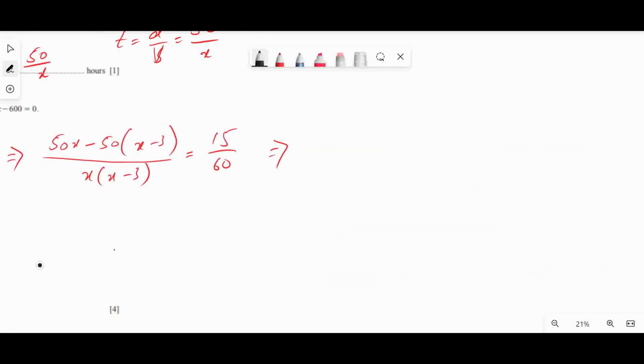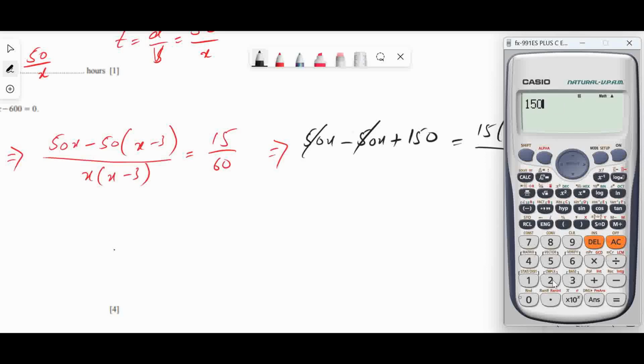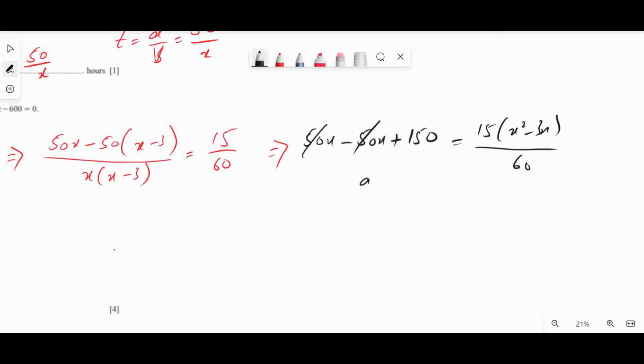So we can see that there is a calculation mistake: 50x minus 50x plus 150 whole is divided into 15 into x square minus 3x whole is divided by 60. So now we can cancel out these two. So this will be 150 multiplied by 60. So this will be equal to 9,000. So 9,000 is equal to 15x square minus 45x.